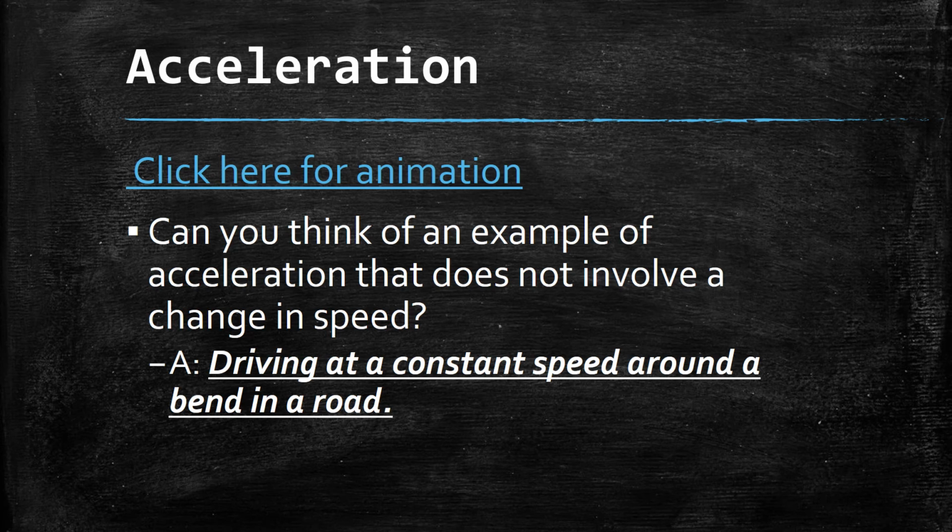So it's telling you to think of an example of acceleration. We know acceleration is a change in velocity. We know velocity is both speed and direction. So if you're not changing speed, you need to be changing your direction. So driving at a constant speed around a bend in a road. If you go around a bend, you're obviously changing your direction. If this confuses you, what you need to do is go back and make sure that you really understand what acceleration is, and make sure you really understand what velocity is. And then you'll be able to relate those concepts to this question.